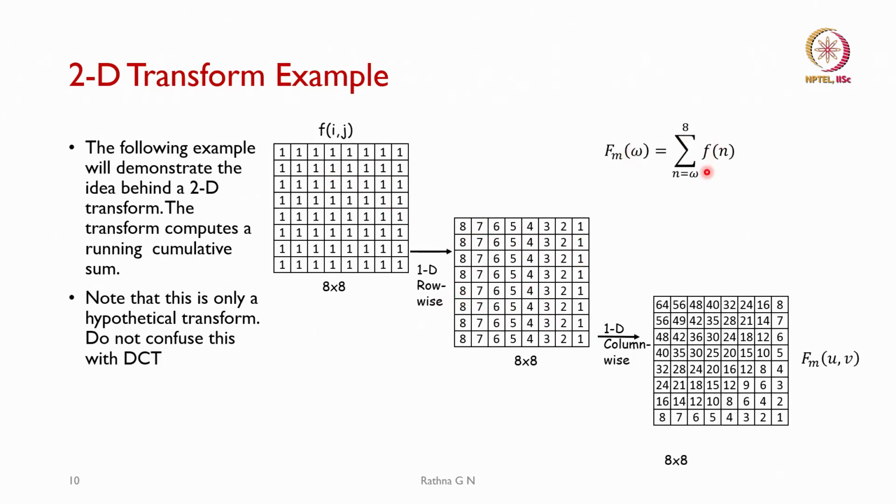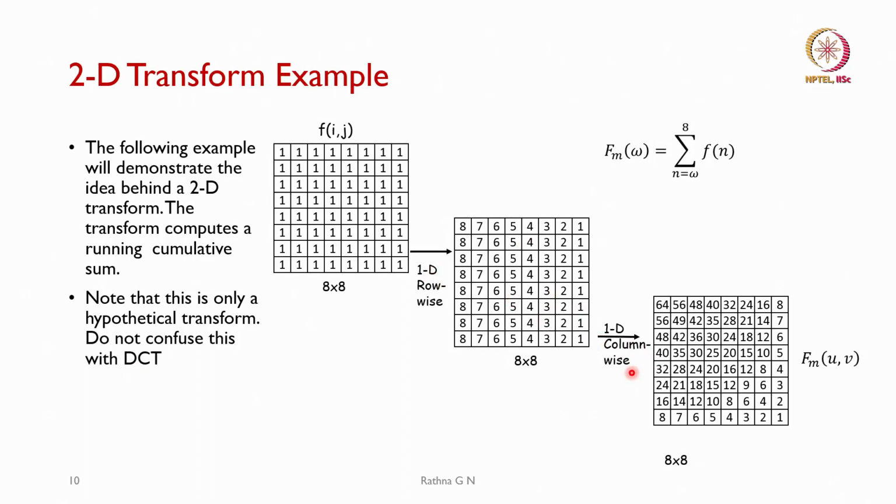It is just the addition that we have done. This is not the one we will be using for DCT, as it is mentioned here. It is a hypothetical transform, and then we will see what our DCT equation is later. So, now after doing this, we will do column wise.